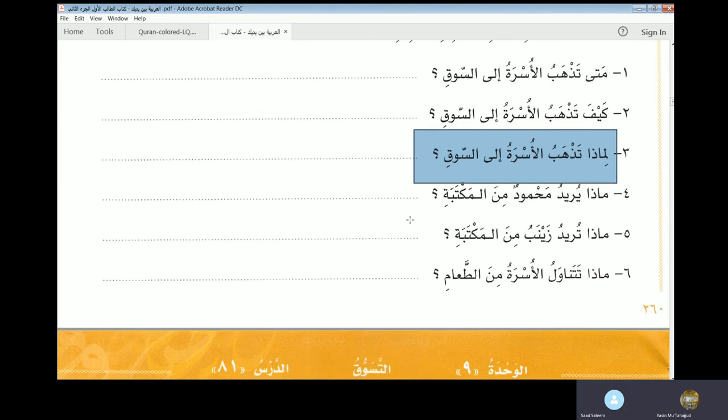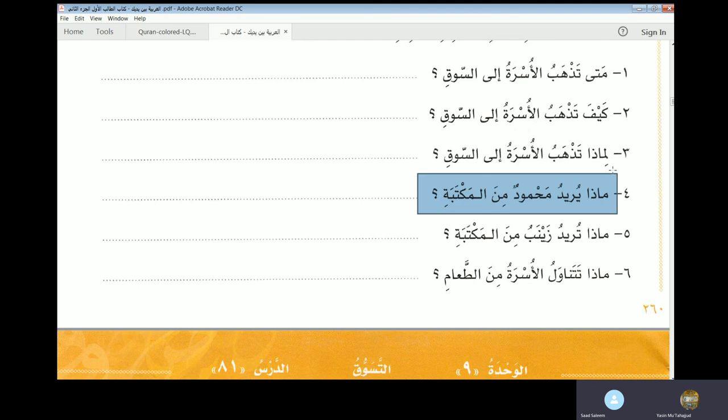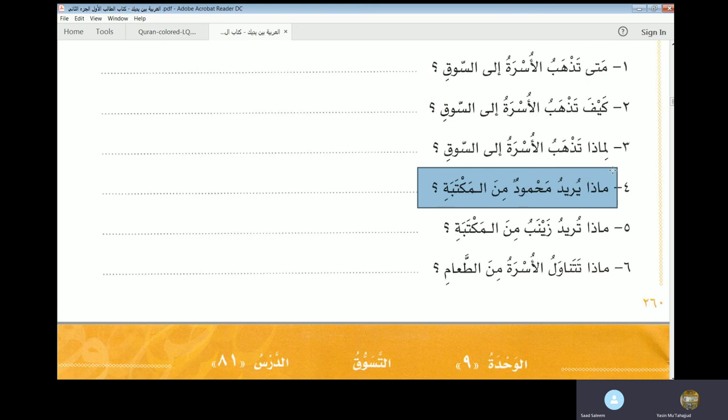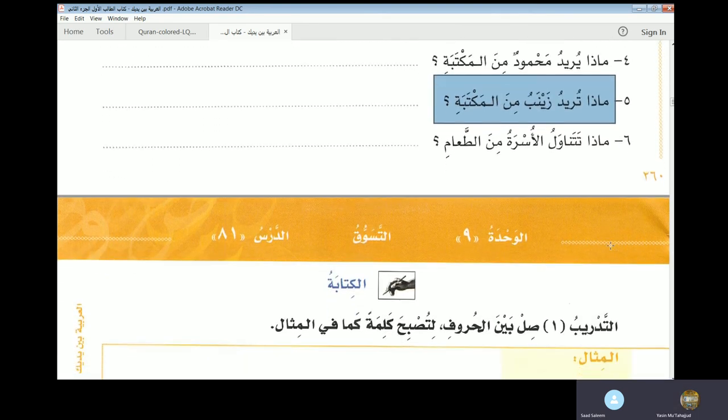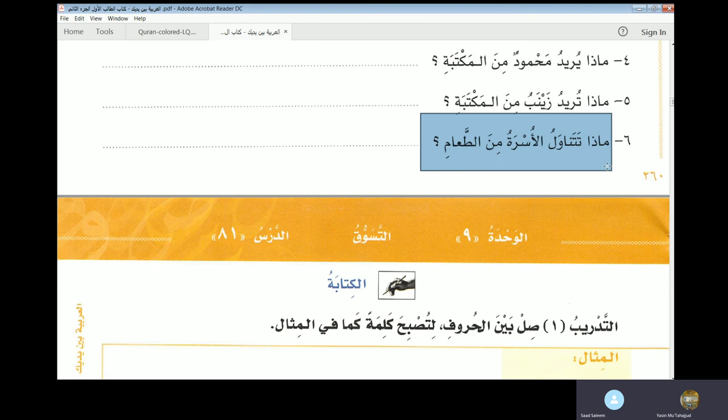ماذا يريد محمود من المكتبة؟ محمود يريد مسطرة وكتابا من المكتبة. Madha taridu zainabu min al maktabati? Zainabu taridu daftaran min al maktabati. دفتر من المكتبة.